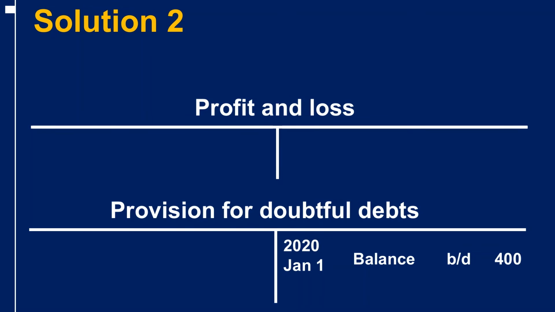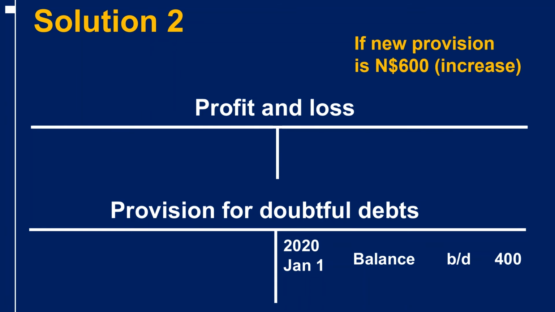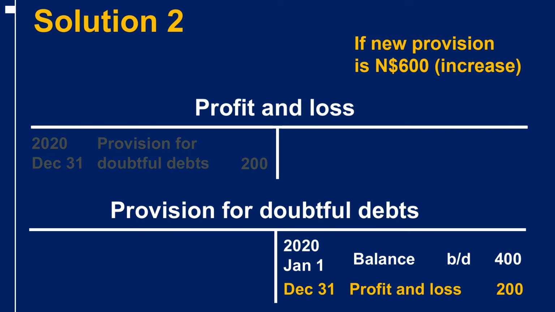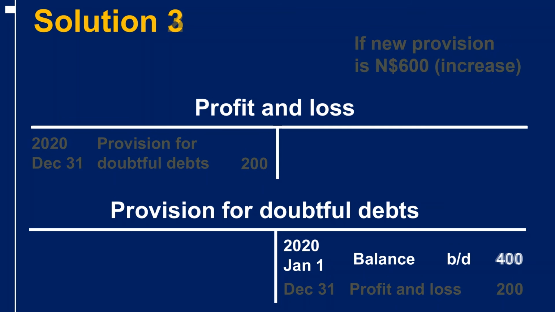If the provision for doubtful debts is increasing, the difference is recorded on the credit side of the provision for doubtful debts account. This represents the future losses from the current debts. The profit and loss account will therefore be debited.